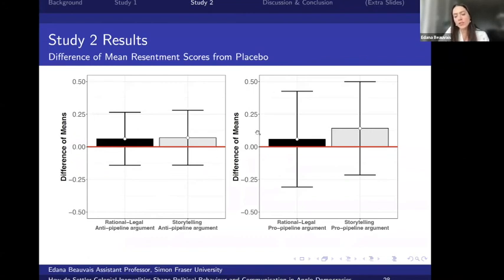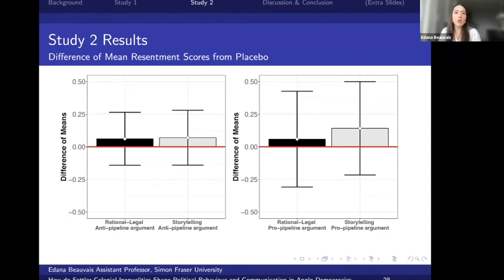Over in this graph, it's a similar story, except that these are just respondents who were anti-pipeline to begin with, and they received the pro-pipeline counter-argument, either a rational legal counter-argument or personal storytelling counter-argument. And again, it looks like hearing this counter-argument, regardless of the communication style, if anything, appears to have activated slightly Indigenous resentment, but again, these results are not significant. So there's no difference between the treatment and the placebo.